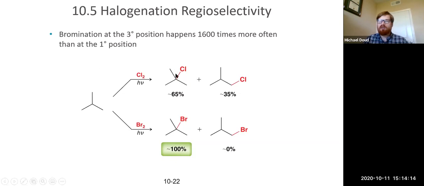On the other hand, chlorination is not nearly as selective. It's more like 2/3 for the more substituted, the tertiary carbon, whereas it's still 35% for the primary carbon. That's not really a good distribution. We really want to be more towards 100% compared to 2/3 and 1/3.